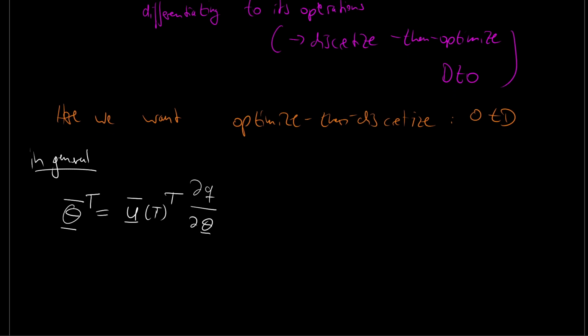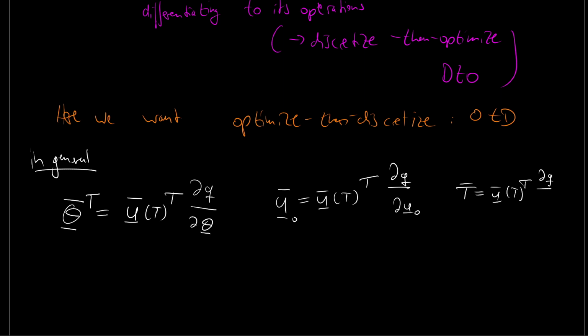And something similar holds for the other quantities, so we will find the cotangent on the initial condition by taking the final time cotangent, transposing it, and left multiplying it with the Jacobian of the wrapper call with respect to u0, and something similar also for t. So we find the cotangent on the final time by taking u at the final time cotangent transpose and then the Jacobian of Q with respect to capital T.